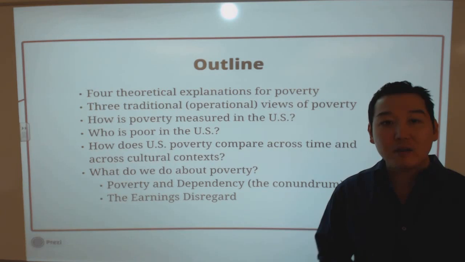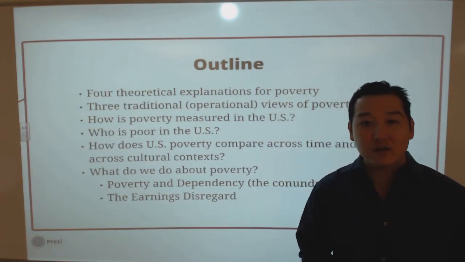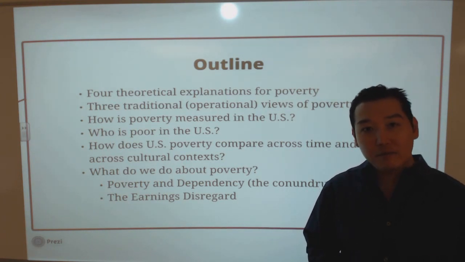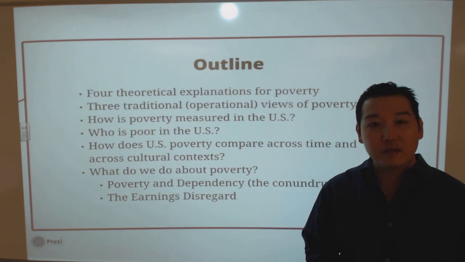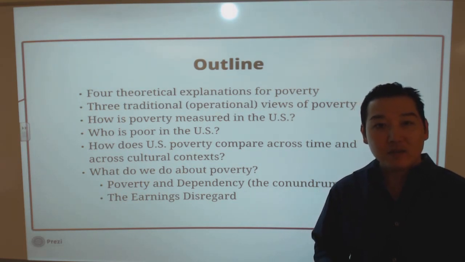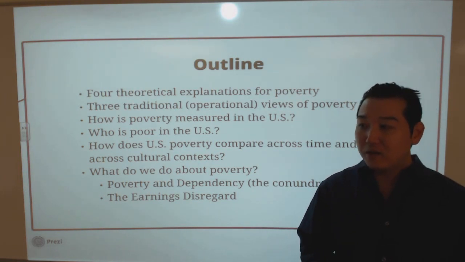So let me give you a quick outline of what I intend to cover in this section. In the first part of this lecture, I'll look at the theoretical explanations for poverty. We'll look at 4. In particular, there are certainly more than 4 different explanations, but we'll look at the 4 major ones. And then we'll get into the second part of this lecture, where we start to define and explain how the Census Bureau measures poverty. And so we'll look at their measurement method.